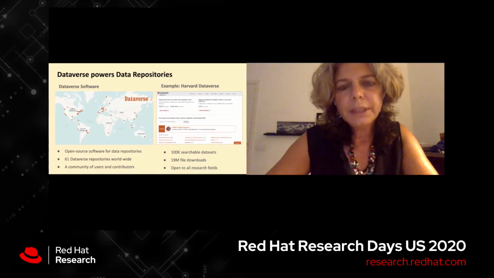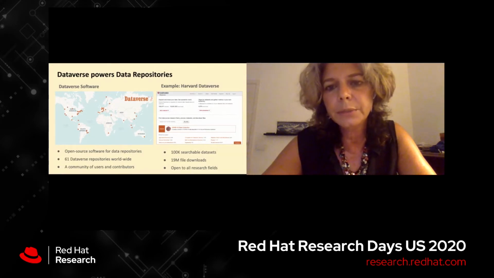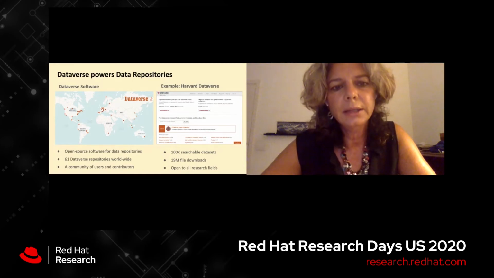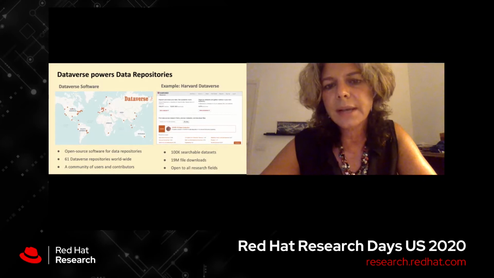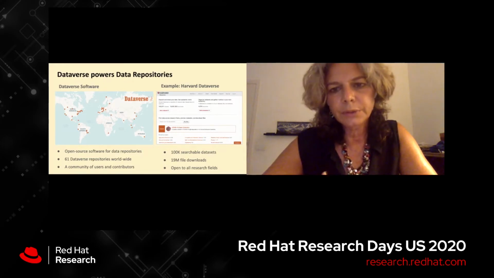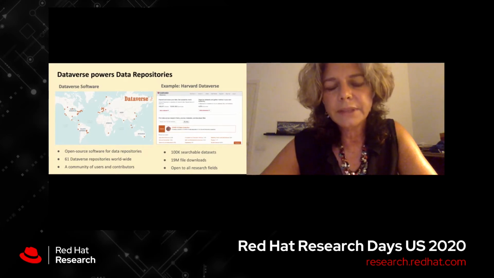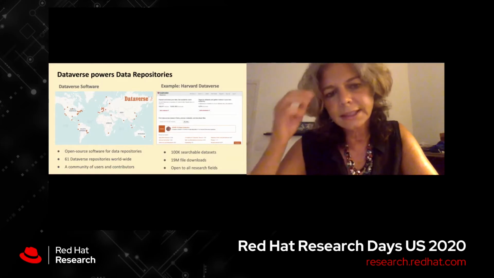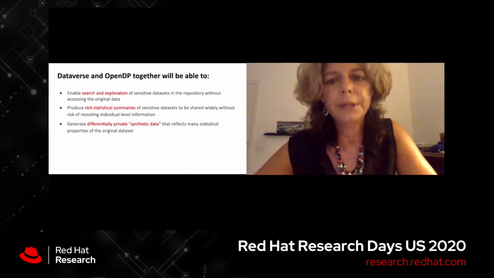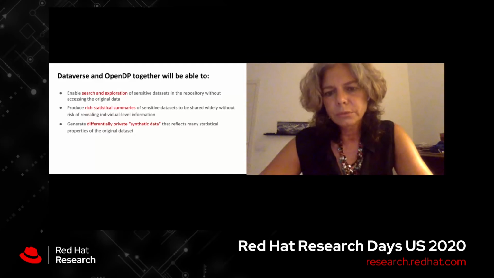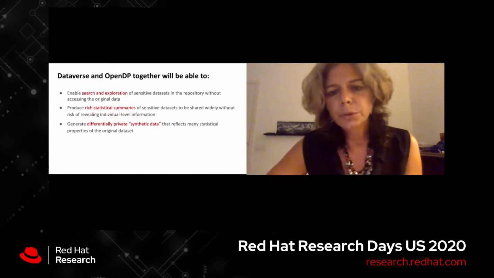So what we're bringing to this Dataverse platform, which is already mature, with the new OpenDP, and what we want to be able to do is first enable search and exploration of sensitive data sets in these Dataverse repositories without having to access the original data, and be able to produce rich statistical summaries of these data sets so that they can be shared widely. And of course, with all the privacy preserving guarantees that differential privacy gives. We want to be able to generate differentially private synthetic data that reflects many statistical properties of the original data set. We want that so that what we publish, the differential privacy releases that we provide through Dataverse, will be useful, reusable and statistically meaningful to do research.